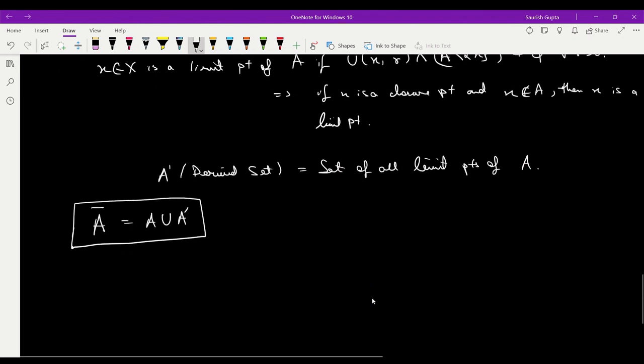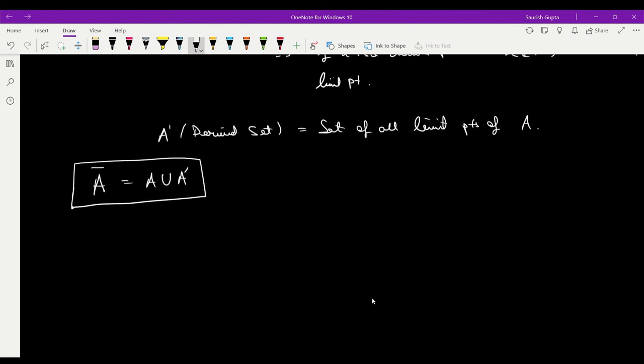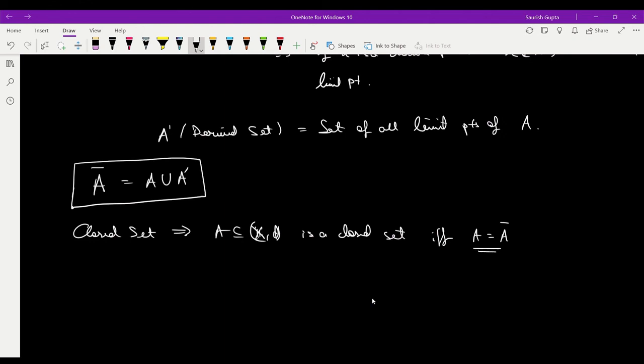And let's say what a closed set means. A set A in a metric space X is a closed set if and only if it equals its closure. That is the definition of a closed set. Okay.